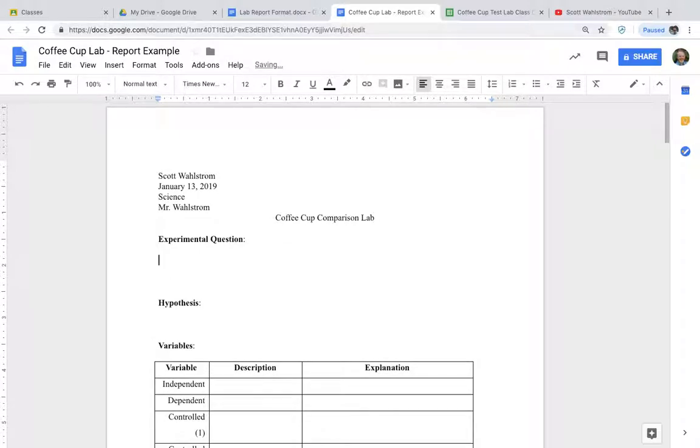Now you're asked to create an experimental question. That's what drives your testing. A reasonable experimental question might be something like, what cup holds in heat the best? I'll use that. What type of coffee cup holds in heat the best?